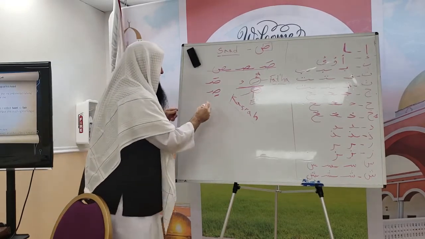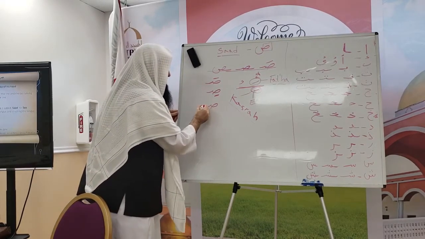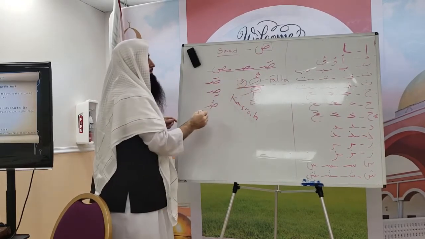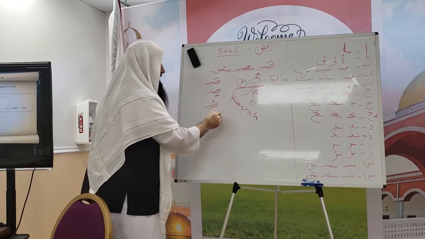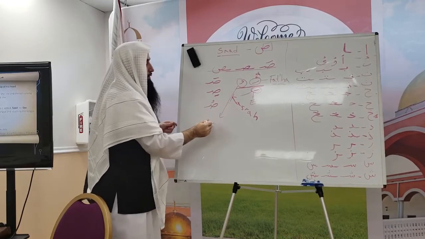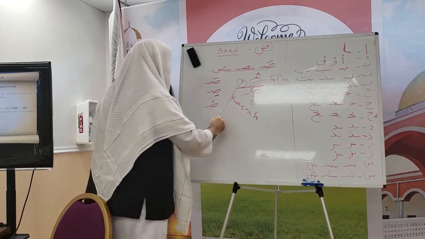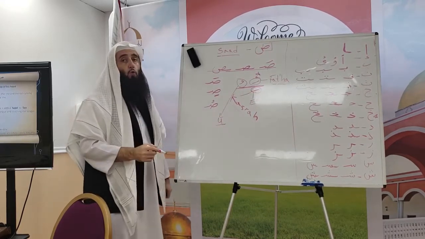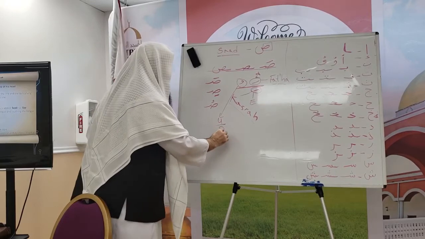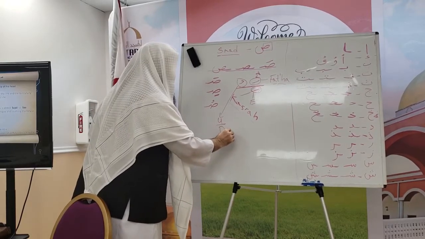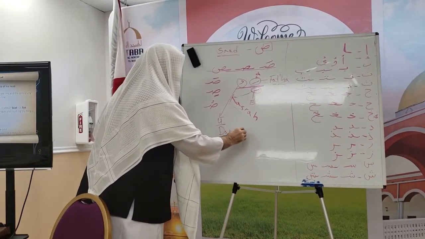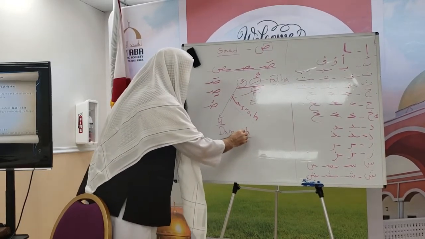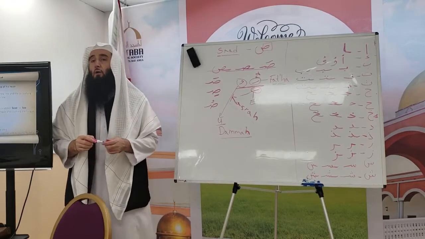Alright? Then we have this one, the comma. Yes? This one, I put the line here. This in English is U. We call this Dhamma.